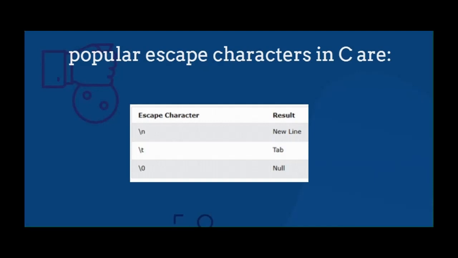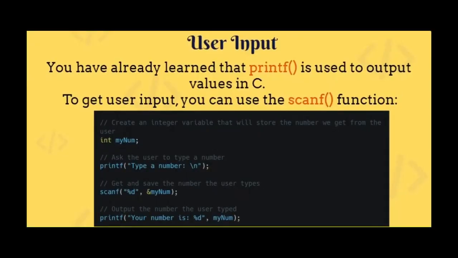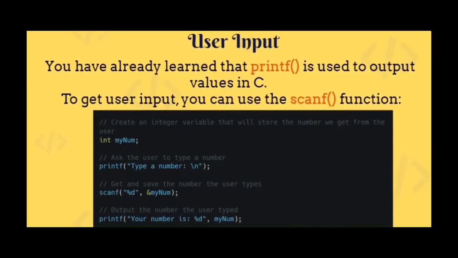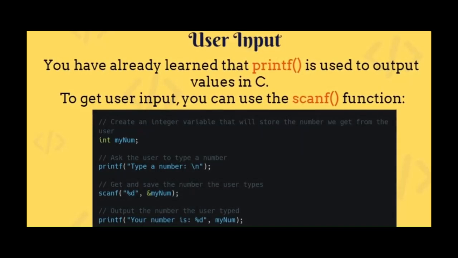Other popular escape characters in C are the new line, new tab, and null. User input. You have already learned that printf is used to output values in C. To get user input, you can use the scanf function. In this example, we want to output a number entered by the user.